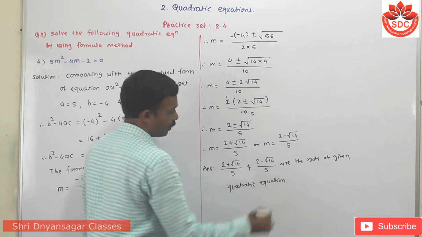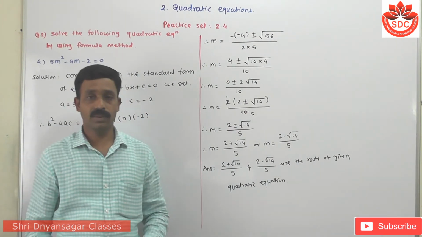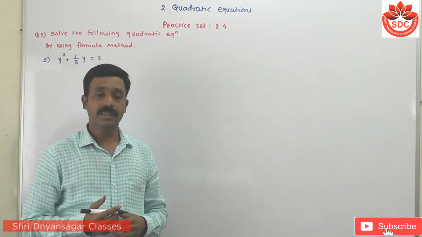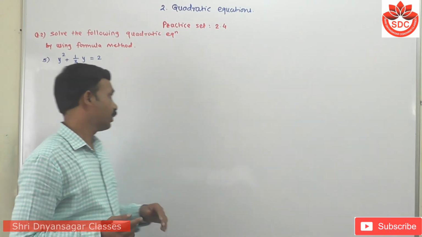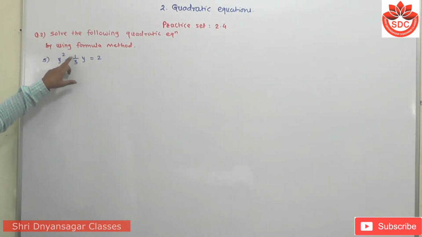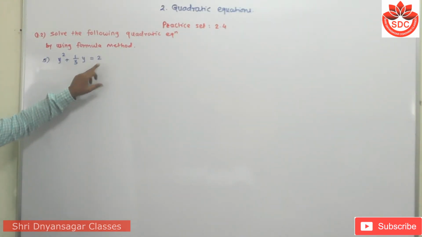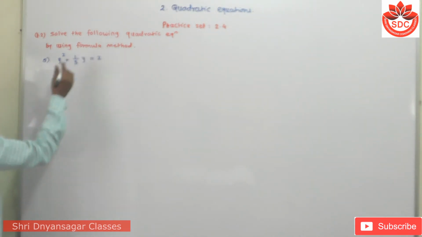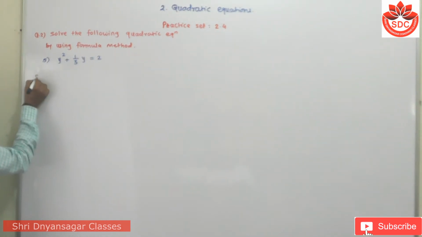Can you understand this? Okay, we take the next question. Let's see the next question. Question number 5: y square plus 1 upon 3y is equals to 2. We solve by using formula method, so its solution.